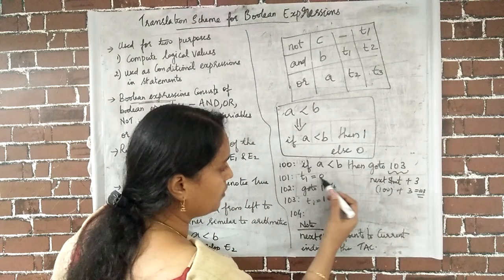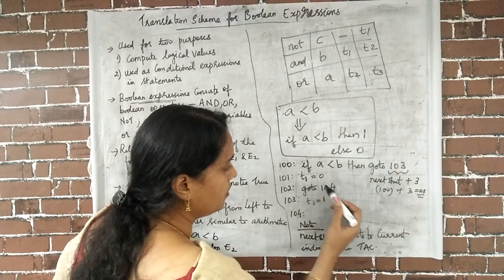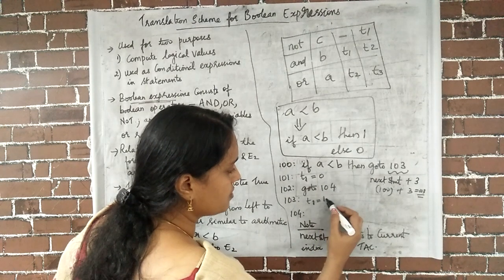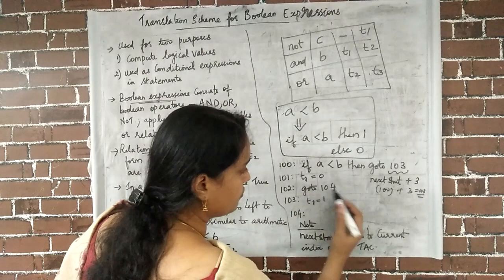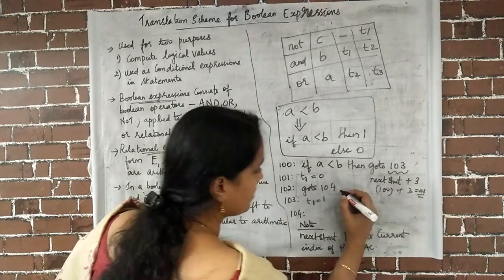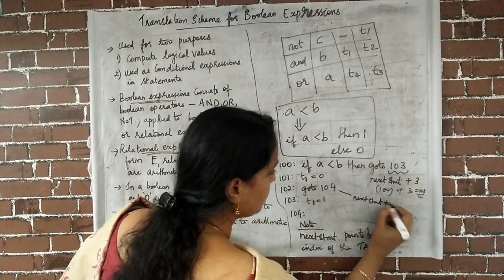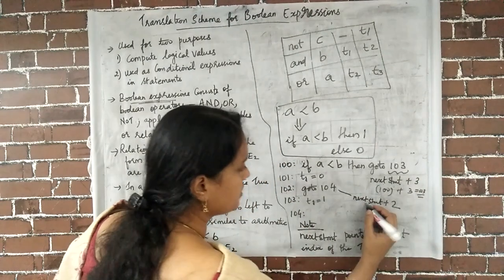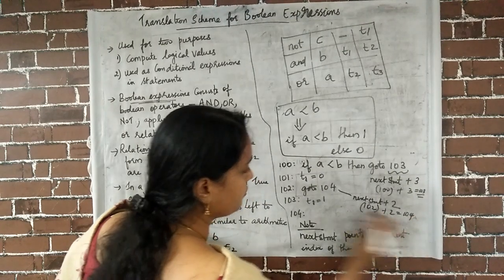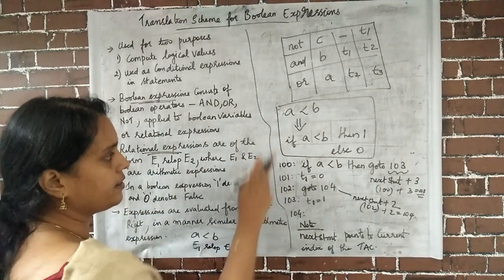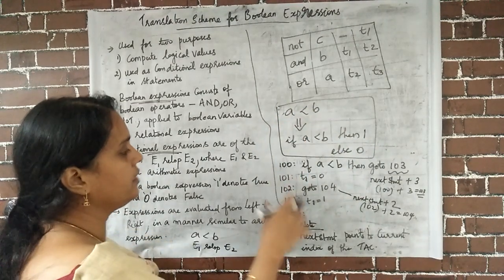If it is false, it will execute this step, that is, the temporary variable will become 0. Again, it has to skip the next statement and reach this location. Therefore, go to 104. Here the go to is next statement plus 2. If next statement is 102, plus 2 is equal to 104. So this is the corresponding three address code for the relational expression A less than B, right?